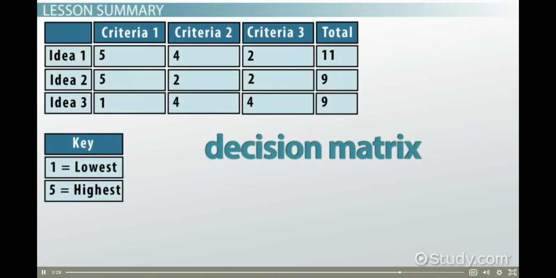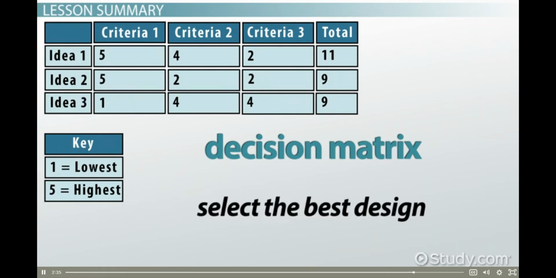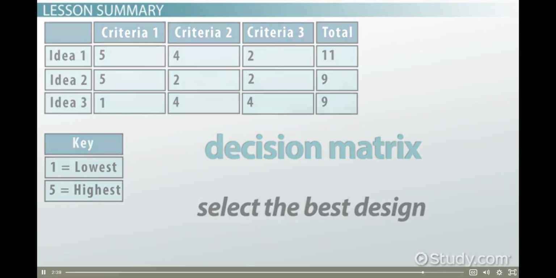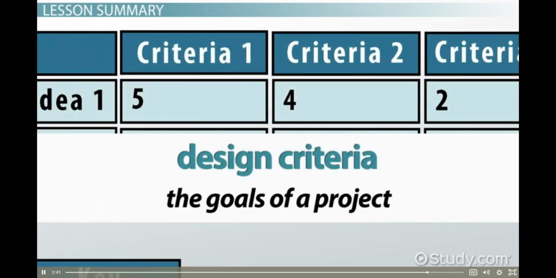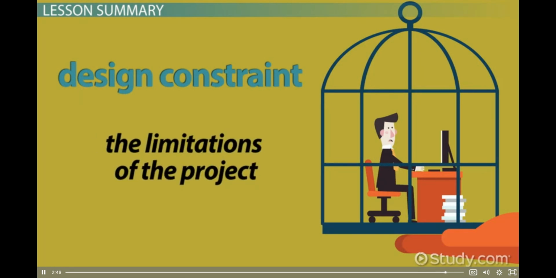Once again, a decision matrix is a tool that informs us about the relative strengths and weaknesses of different designs and helps us select the best design in terms of the criteria and constraints of the project. Design criteria are the goals of a project. They define what makes the project successful. Design constraints are the limitations of the project. Things that might constrain a design could be things like cost or complying to laws or regulations.